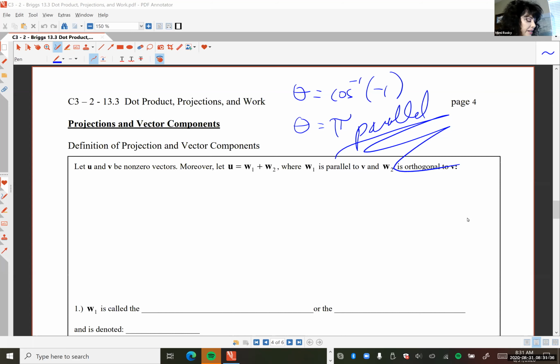You can also use the formula that I did in reverse. If somebody gives you the magnitudes of the two vectors and the angle between them, you can use that formula to get the dot product, which is kind of cool. So that's just an alternate way to get the dot product.